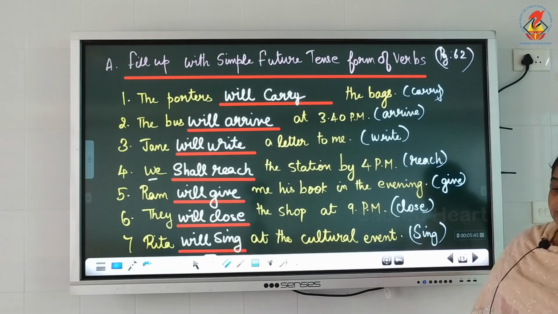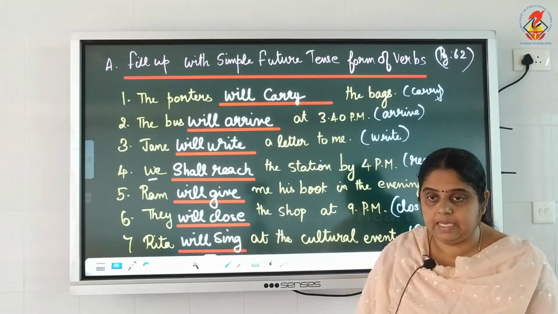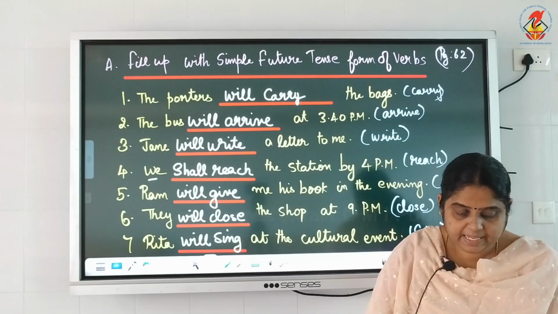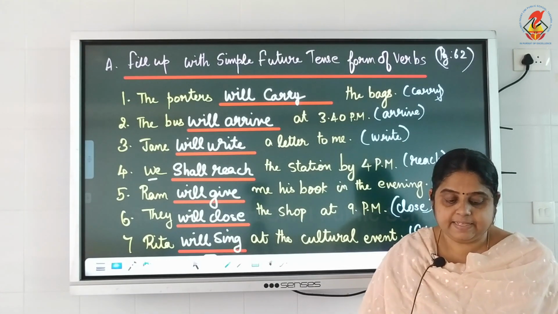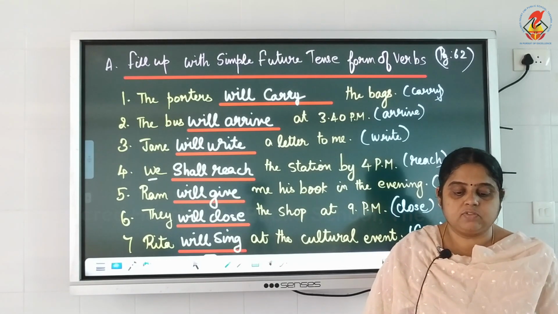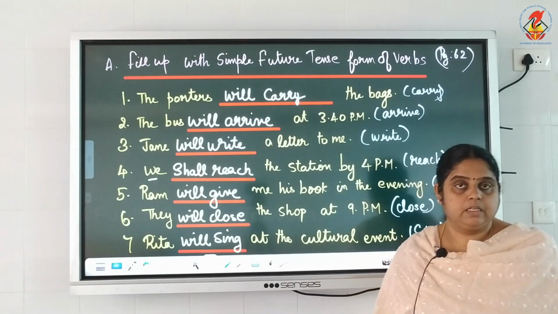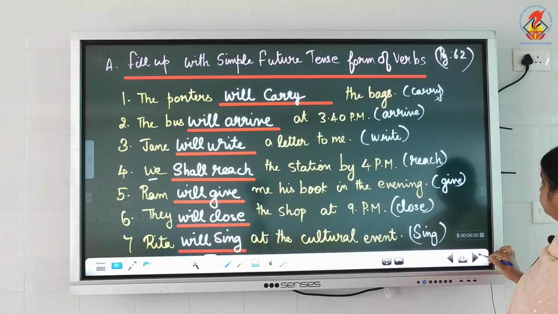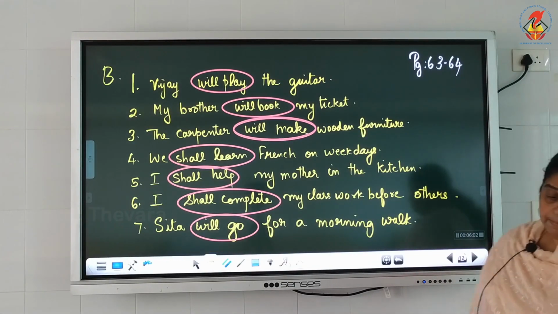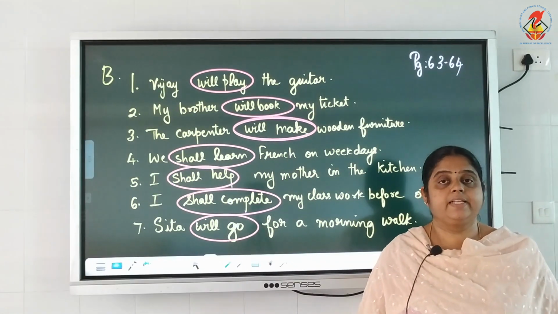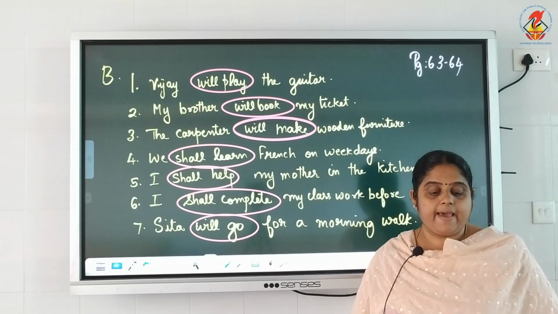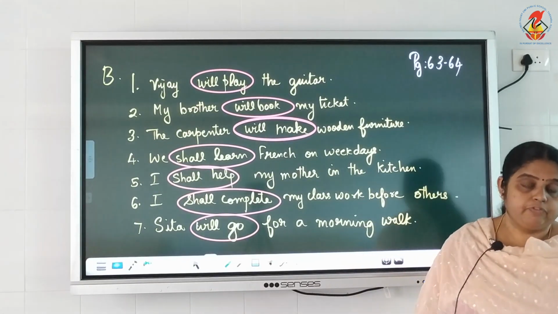Okay. So, in the next page, page number 63, again we have another exercise to change the tense of the verbs to form simple future tense. Already it is given in present tense. You have to change it and write in simple future form.